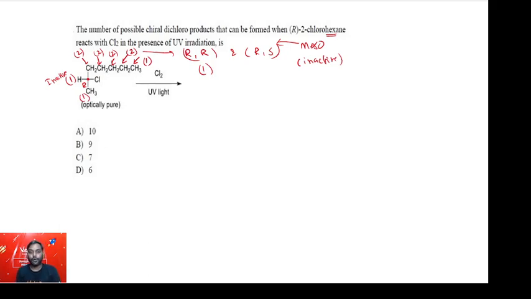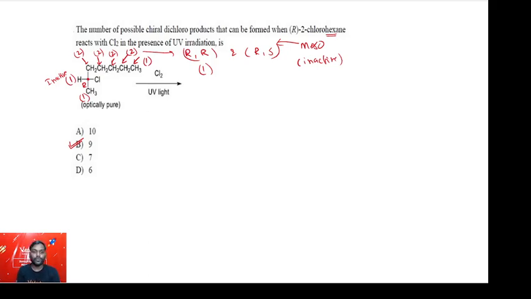So if we count optically active, then 1, 2, 3, 4, 5, 6, 7, 8 and 9. So 9 would be the answer if you take 2-chloroheptane, which they have drawn here. But if you take 2-chlorohexane, then one of the carbons will be removed. So 2 isomers will be reduced. So in that case, the answer will be 7.